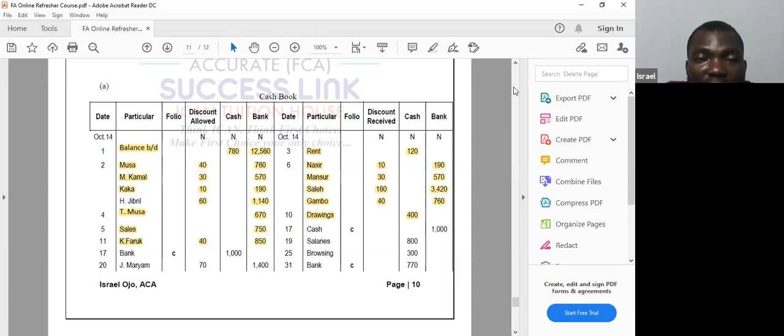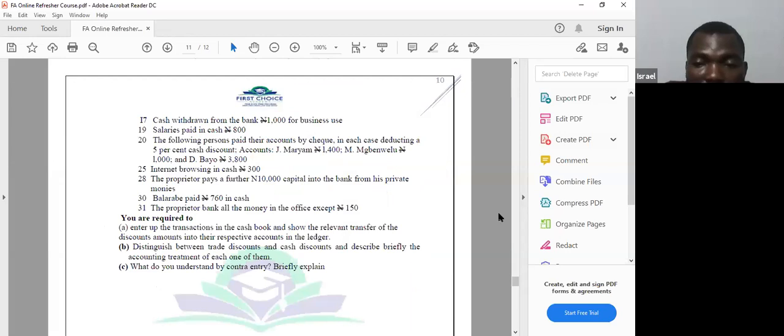The next one says that cash withdrawal from the bank 1,000 for business use. Cash withdrawal from the bank 1,000 for business use.